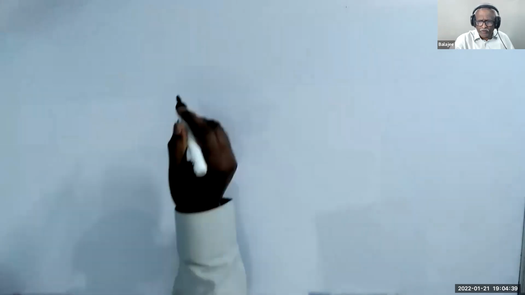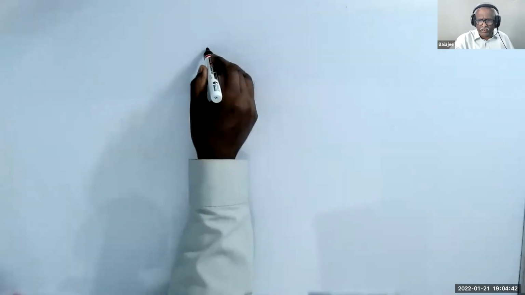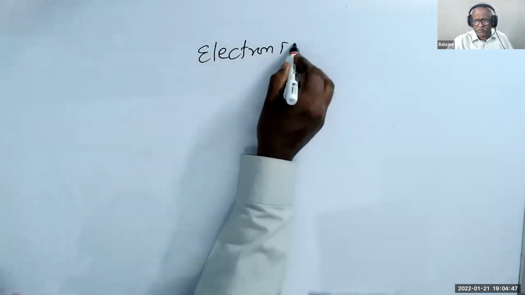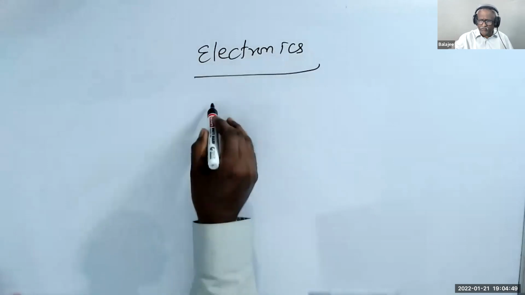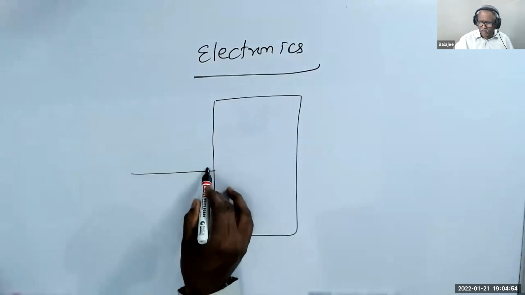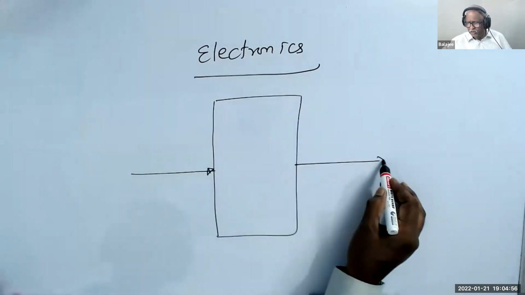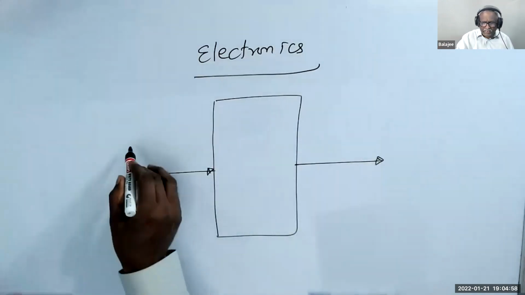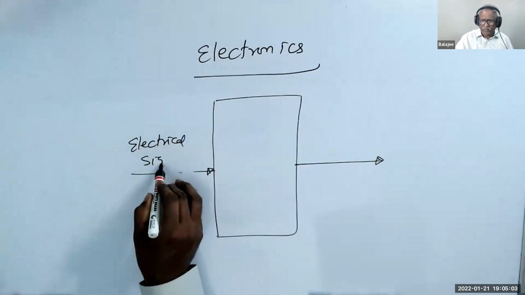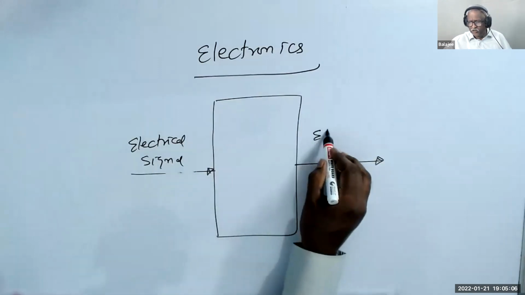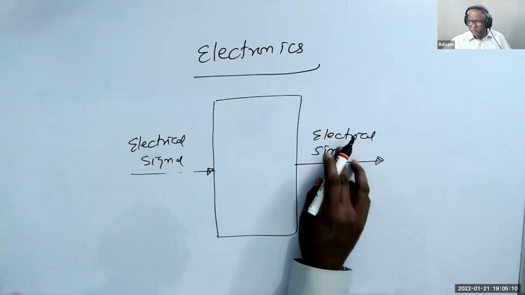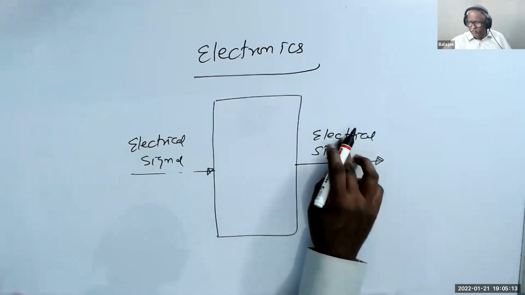So first, to understand all three, we need to understand electronics. Electronics is very simple. I have an input, I have an output. That's what electronics is. And the input is an electrical signal, and the output is an electrical signal. That's all. This is not all about electronics.